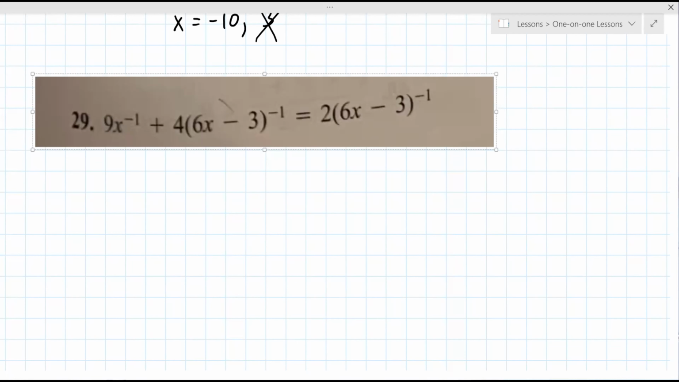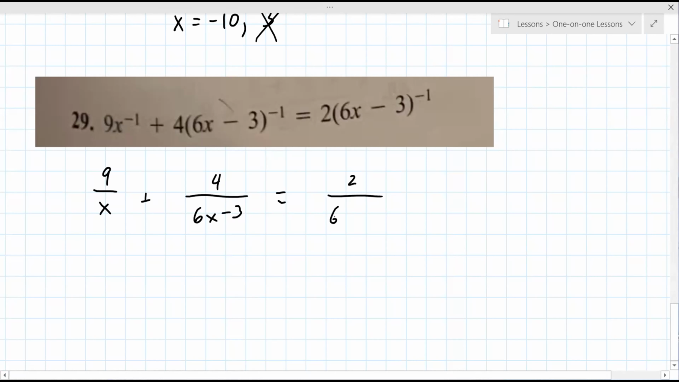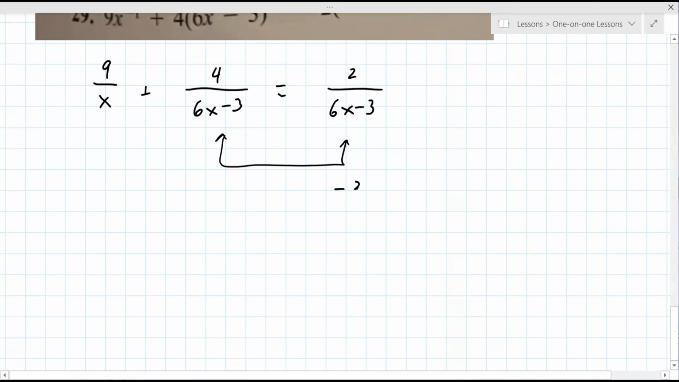This one's a little weird though. Why did they do it this way? So let's write it. If you're not sure what to do, you can just rewrite it. Like this is 9 over x plus 4 over 6x minus 3 equals 2 over 6x minus 3. It may not look like it, but you can combine these two. And you can literally subtract 2 over 6x minus 3 from this side, and subtract 2 over 6x minus 3 from this side.